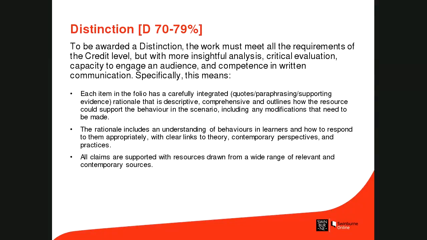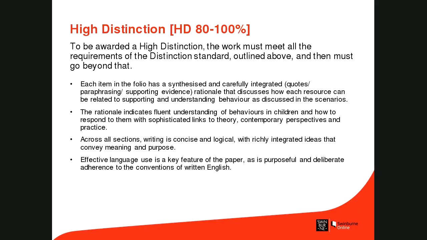At the high distinction level, the folio is more synthesized and carefully integrated, and once again, just a more sophisticated discussion on the resources and on understanding the behaviour. So the rationale is more fluent and has sophisticated links to theory and contemporary practices. In a high distinction, we would pretty much expect to see no errors. The APA referencing would be perfect, and the use of English and language in general is quite sophisticated.